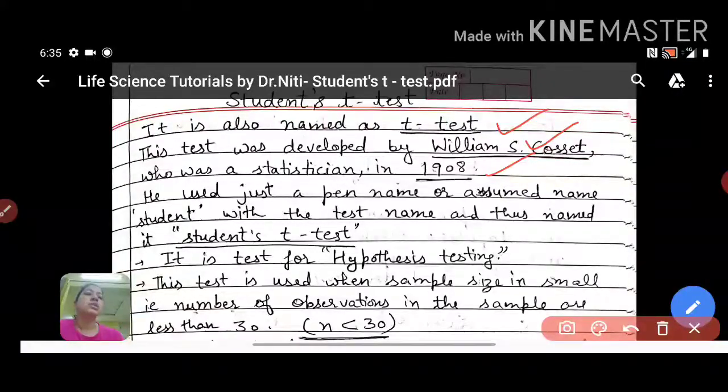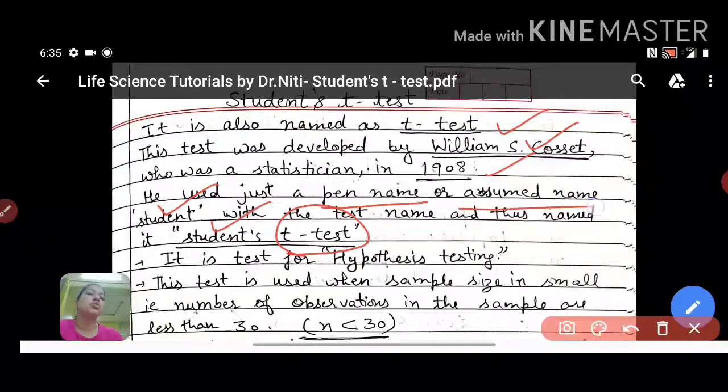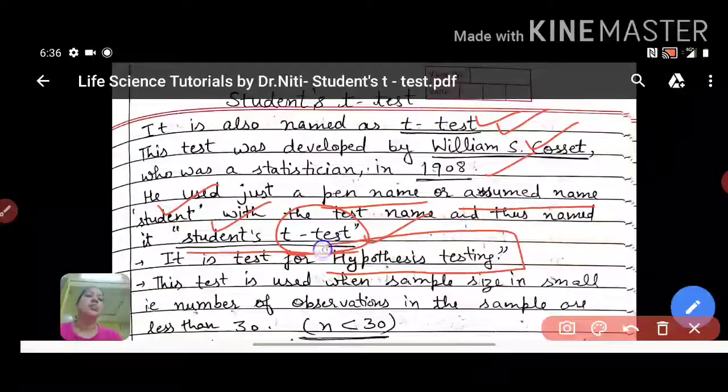The developer used the term Student along with the t-test, so this test is also termed Student's t-test. This Student term is just a pen name or assumed name given by the developer. So you can use both terms, simply t-test or Student's t-test, for this test. This test is used for hypothesis testing, to test whether the hypothesis is correct or wrong.